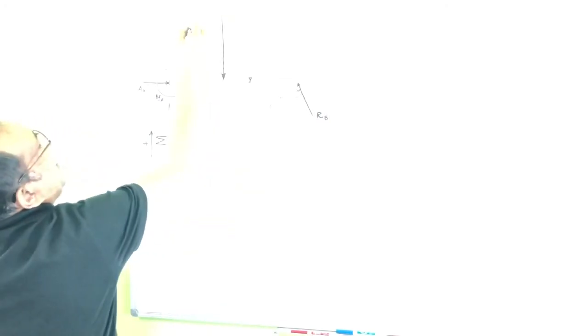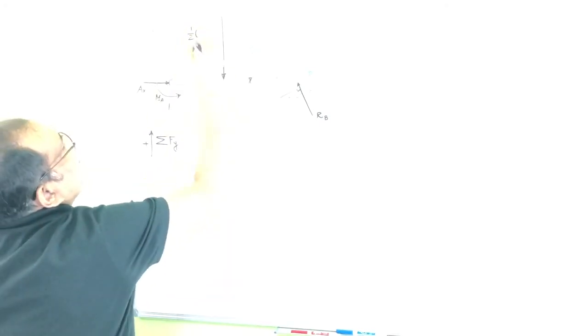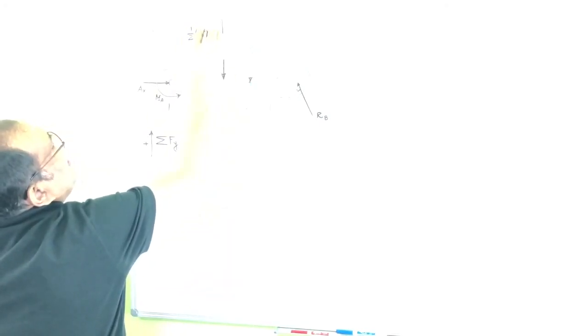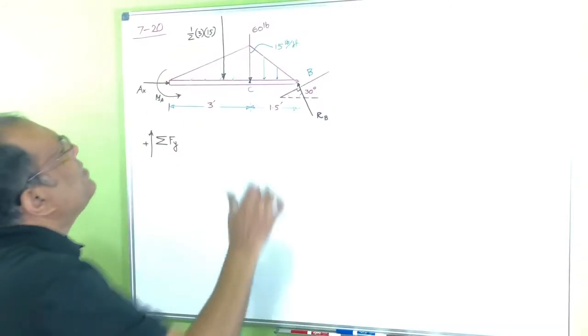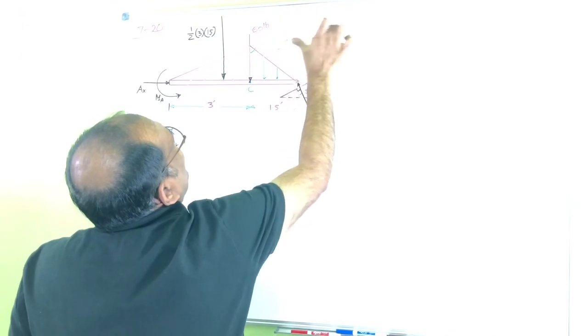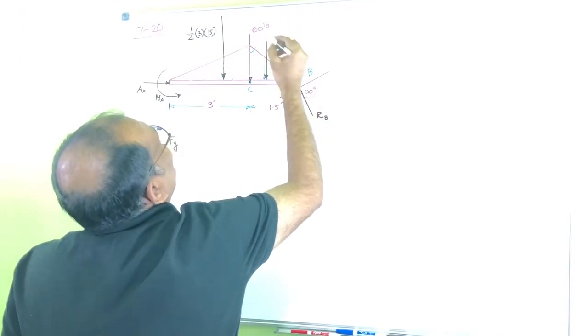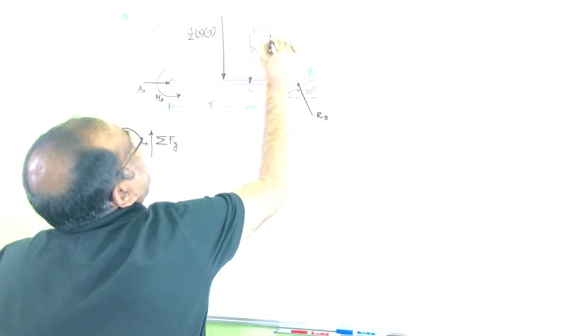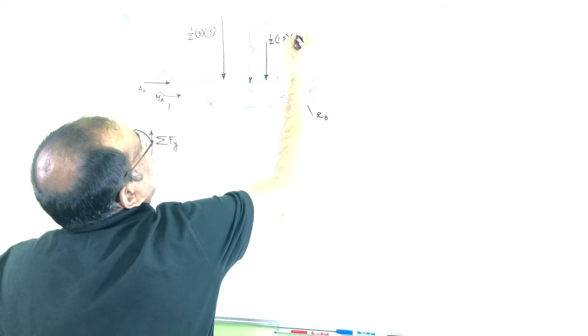That would be half into this distance, 3, into 15, so 3 into 50. Similarly, I have one force here, which is half into 1.5 into 50.